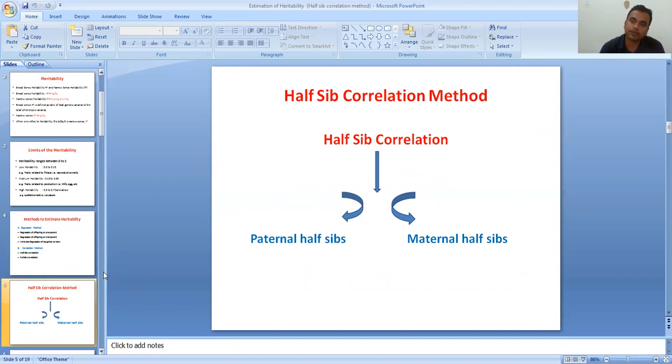In case of half-sib correlation, there are two important aspects. One is paternal half-sibs and another one is maternal half-sibs. Paternal half-sibs are generally used because different sires are used in different farms, and through their progeny performance or their records, we are calculating the heritability for that concerned sire.